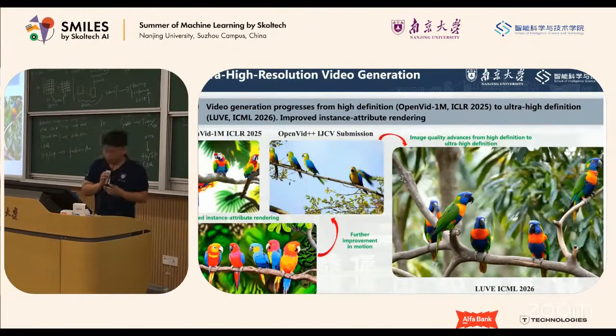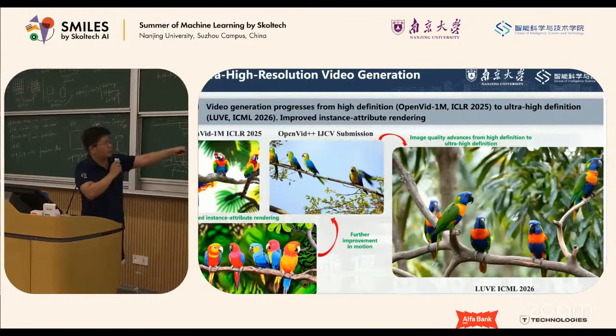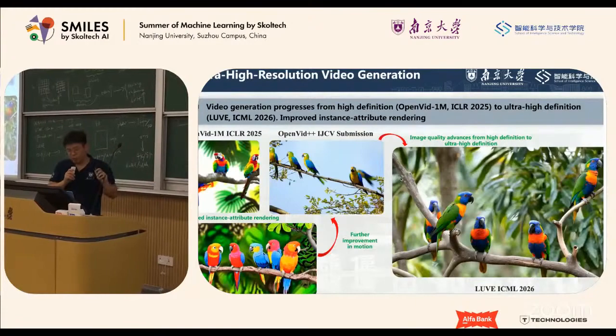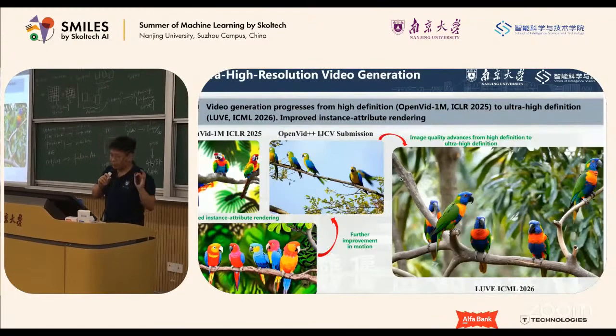So I will now move to the video generation part. This roadmap links data and model development over time in our group. Here is our first work. Our research begins with OpenVid-1M. You can see the left video. OpenVid-1M is for high quality video data, but the motion is not good, and the instance attributes are not good.